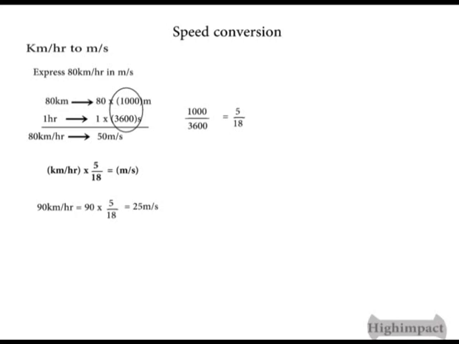To convert meters per second into kilometers per hour, we simply multiply by the reciprocal of this fraction, that is 18 over 5. And so 40 meters per second will be 40 times 18 over 5, and that is 144 kilometers per hour.